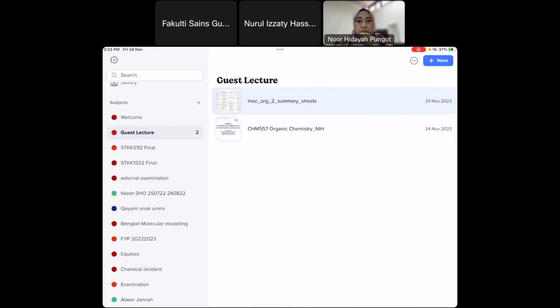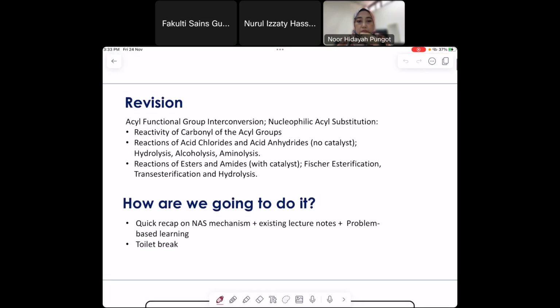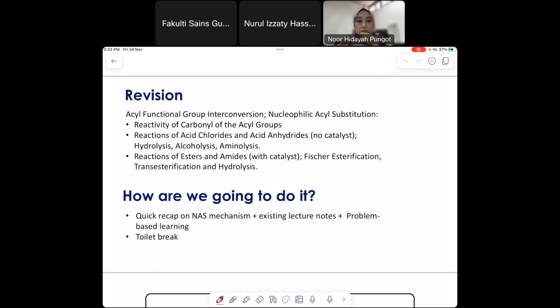Okay, so coming back, this is the stuff that Dr. Hidayah gave me today, that we wanted to focus on nucleophilic acyl substitution, and these are the three topics I think might come out in the exam. So this is the only thing that I'm going to focus on today: the reactivity of the carbonyl of the acyl group, the reaction of acid chloride and acid anhydride, which do not need any catalyst because these derivatives are reactive, and we also have reactions of ester and amide that usually need a catalyst to undergo their reaction.